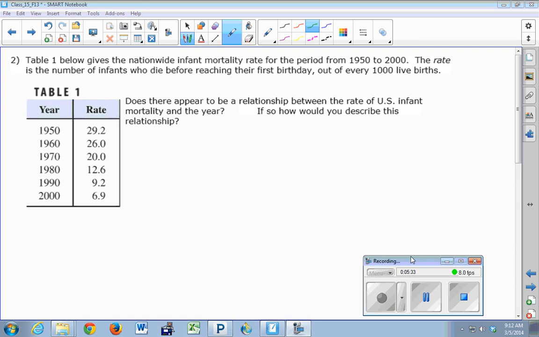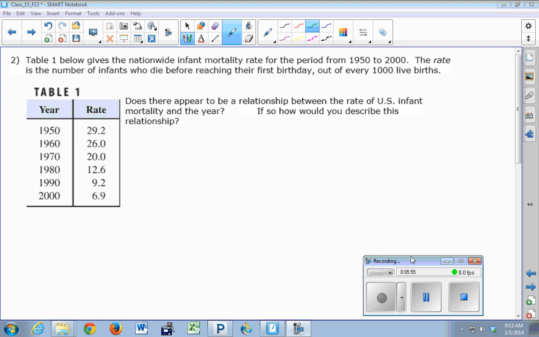So, would someone like to read us what this data is all about? Tony? Table 1 below gives the nationwide infant mortality rate for the period from 1950 to 2000. The rate is the number of infants who die before reaching their first birthday per 1,000. Does there appear to be a relation? The rate of U.S. infant mortality here.